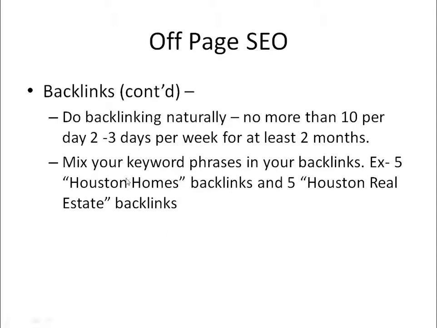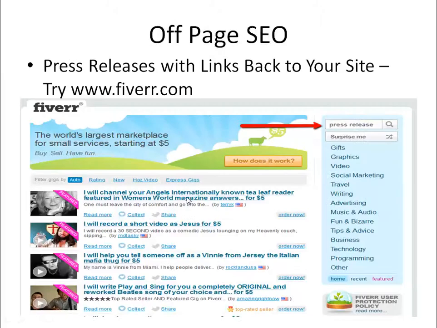The other thing that you need to do, which is very important now with Google's Penguin update, is to mix your keyword phrases in your backlinks. So in other words, instead of doing 10 backlinks with just a keyword phrase of Houston homes, maybe you want to do 5 with Houston homes and then 5 more with Houston real estate as your keyword phrase backlink. That's very important with Google. It just is more natural for them that way. And their algorithm changes want to see that you've got more than one keyword phrase backlinked.